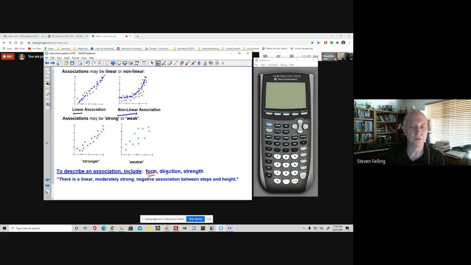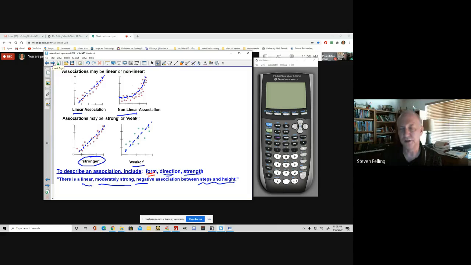So we have the direction and the form, and then the last piece is the strength. So if you were to fit a line through the data like this, both of these have a positive association, but these dots are closer to the line on average than these dots. So what we would say is that this association is stronger, and this association over here is weaker, and that's the strength of that. So if I was describing an association, I might say something like there is a linear, that's the form, moderately strong, strength, negative, direction, association, and then I would put between steps and height if that's what we were talking about, okay?